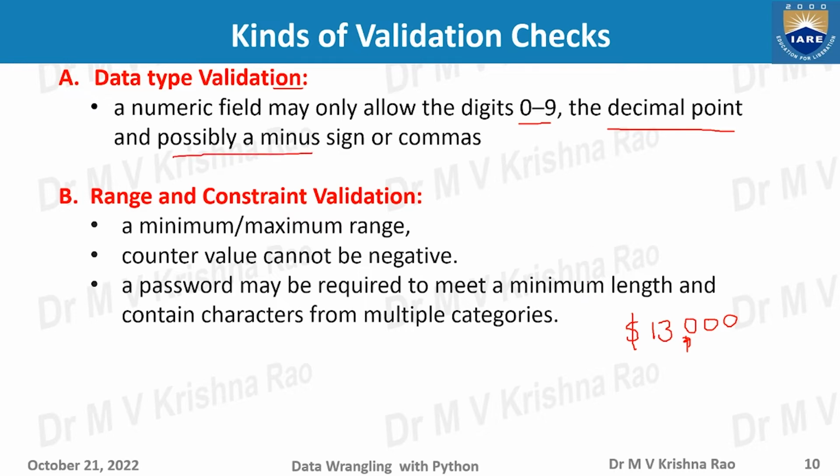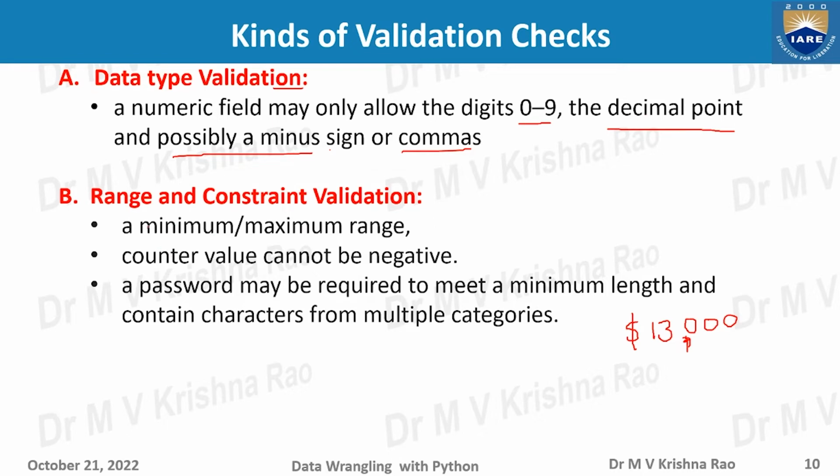For example, a currency cannot be minus. Of course, in some debit credit accounts there will be a minus. So it is left to your discretion what is valid and what is not valid. So the validation rules of data type are something you are going to define. And this is what I discussed: commas, sign, digits and decimal point.